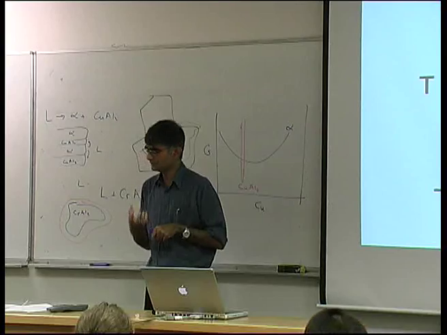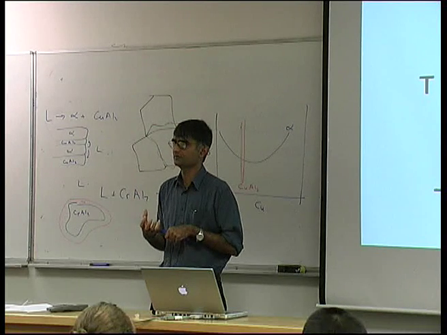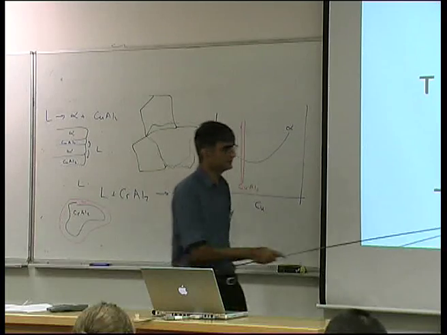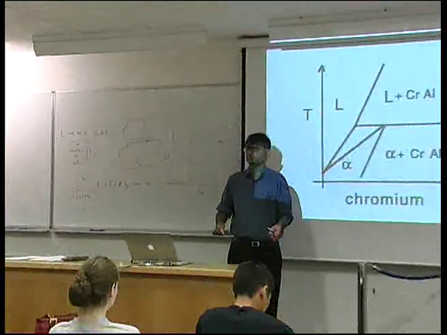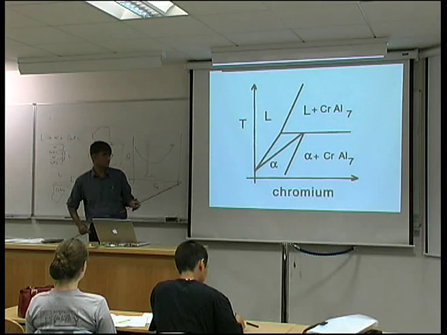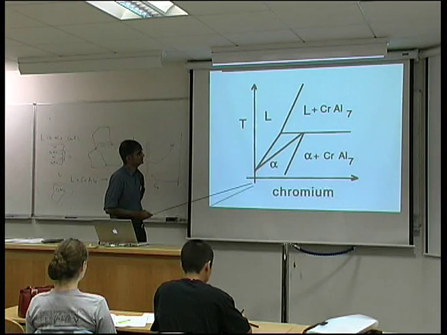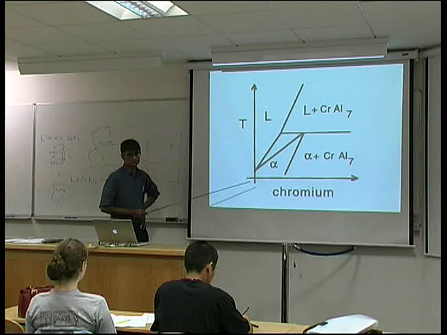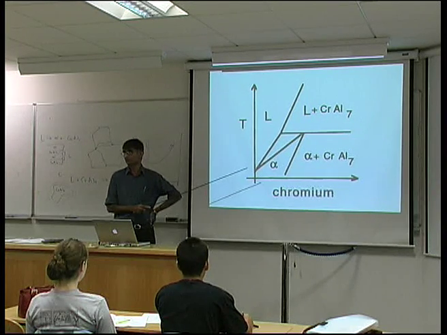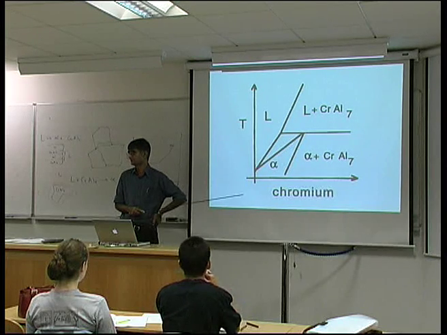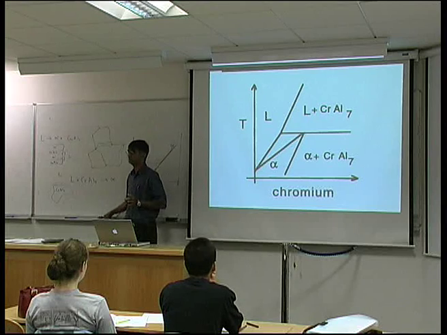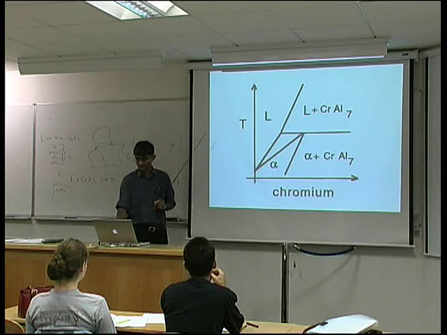So these are the two basic types of phase diagrams that you get when you add a whole variety of solutes. I've only presented chromium here, but you can have a variety of solutes which will show either the peritectic or the eutectic type of phase diagram. And from the point of view of precipitation strengthening, notice that the solubility of solute in alpha decreases as you go down in temperature. And that's what we use to strengthen aluminium and its alloys.